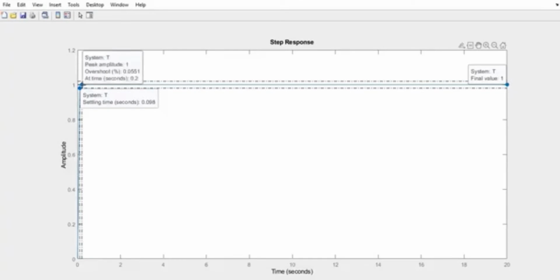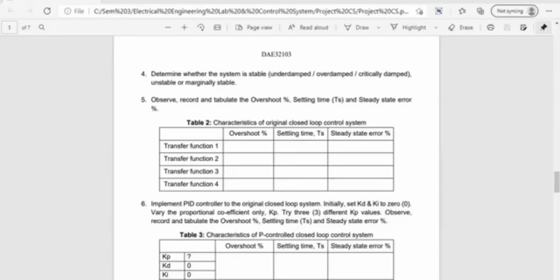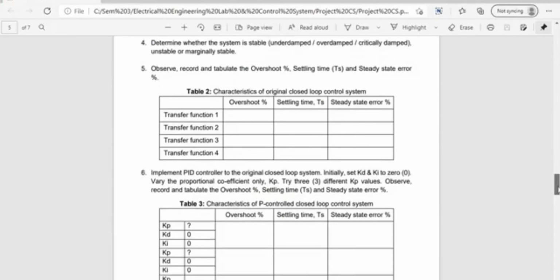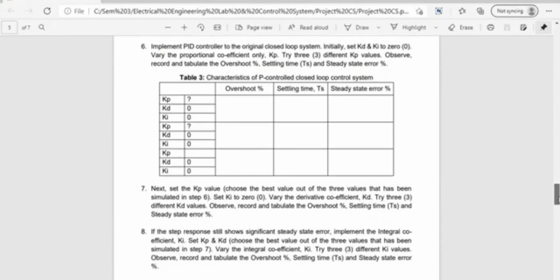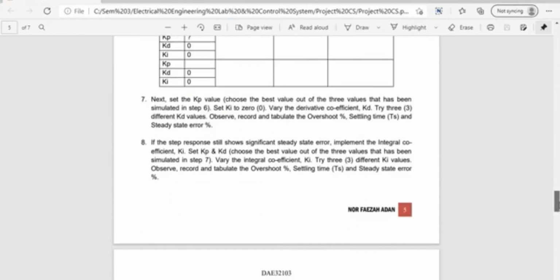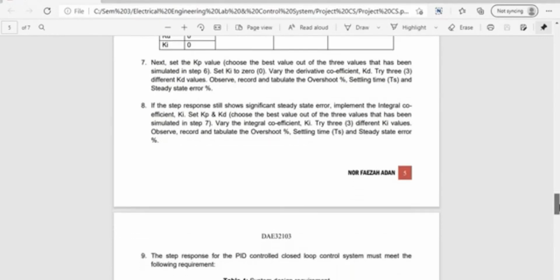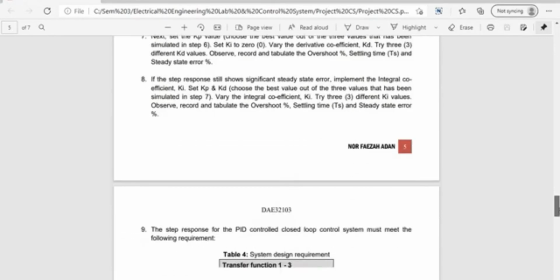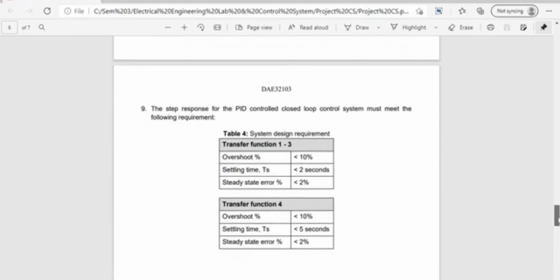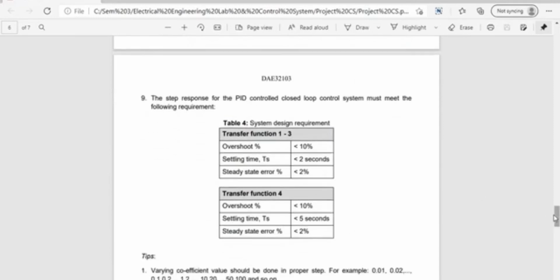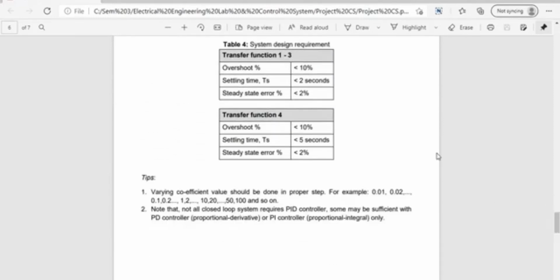Yeah. And same, using the same step that I was using, we will be doing it on the transfer function 1, 2, 3 and 4. But for 3 and 4 we have to implement full PID controller to meet the system design requirement.